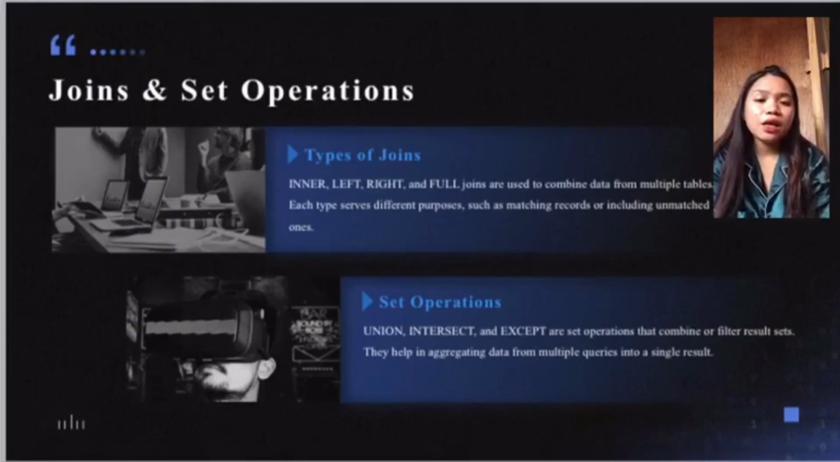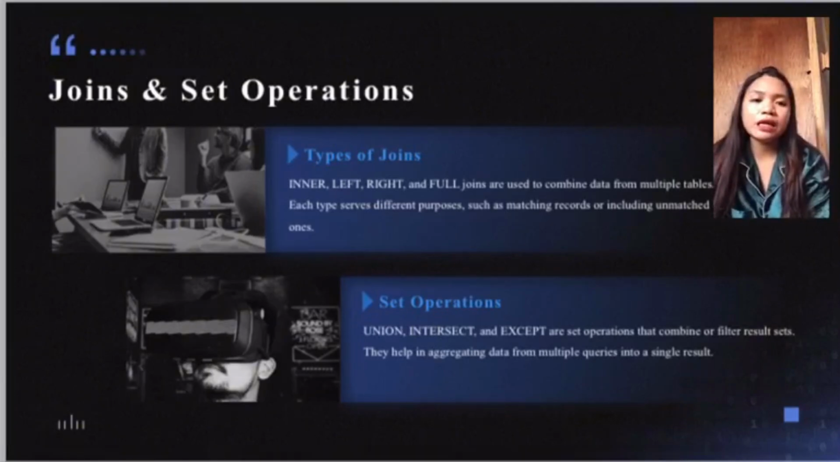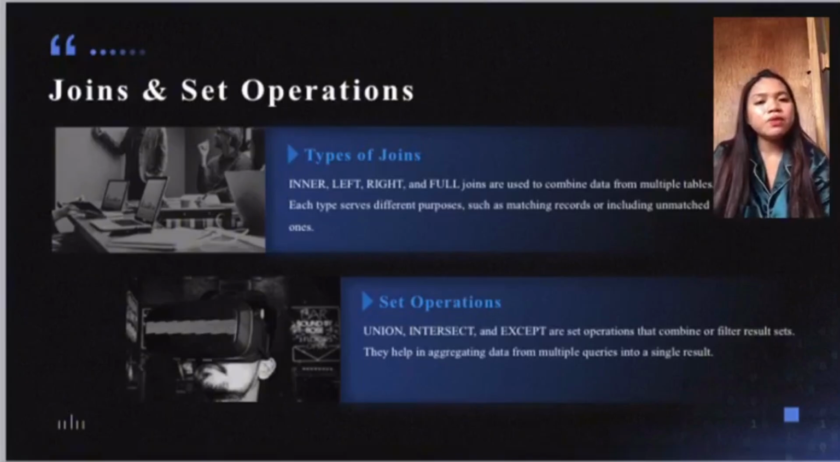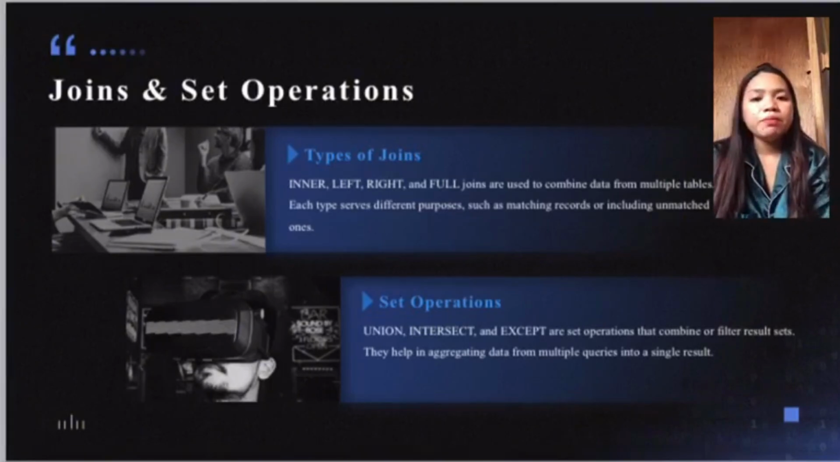For intersect, you get only the rows that are common in both select statements. For example, find students who are both in the math club and the science club. For except, you get the rows from the first select statement that are not in the second. For example, find students who are in the math club but not in the science club.